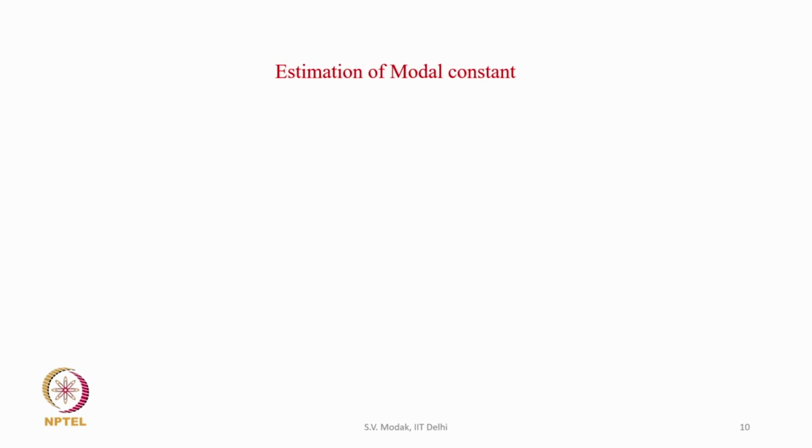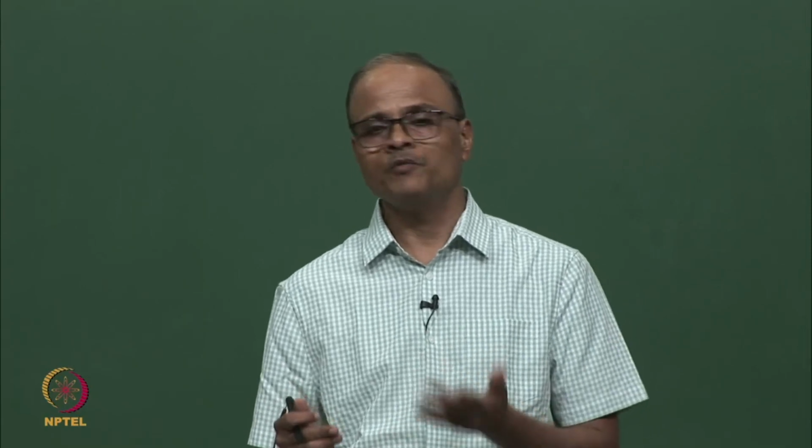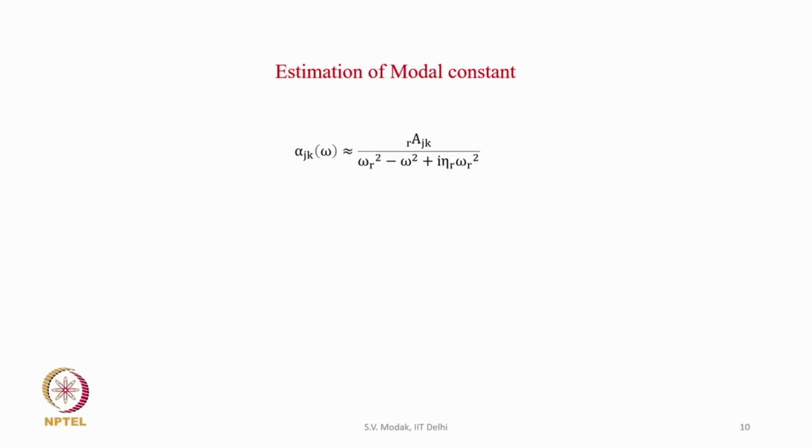How to now find the modal constant? We have found the natural frequency omega r, then the modal loss factor, and the parameter which is yet to be determined is the modal constant, that is rAjk. This is the FRF expression based on the single degree of freedom assumption, and at omega equal to omega r, that is at the natural frequency, we can obtain the modal constant as rAjk equal to i eta r omega r square into alpha jk at omega r. In this expression, eta r and omega r have already been found, so they are known, and the FRF amplitude alpha jk at omega r is also known from the measured FRF. Therefore, we can determine the modal constant of this rth mode for this particular FRF from this relationship.